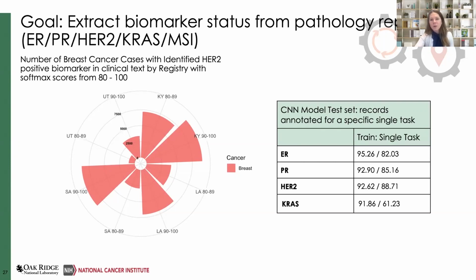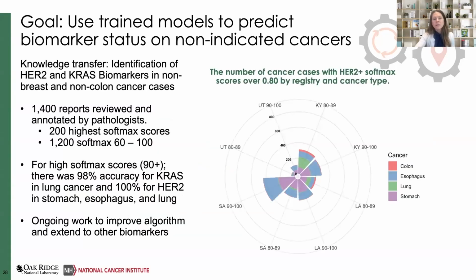MSI is not quite as good, and we are working on further fine-tuning that model. So we took the models that were performing well and trained on breast or colon cancer, and we wanted to see if we could use those models in a sort of knowledge transfer approach to identify HER2 and KRAS biomarkers in non-breast and non-colon cancers. We have an ongoing study where we are looking at about 1,400 reports that were reviewed and annotated by pathologists to identify whether or not our predictions were correct in these models.